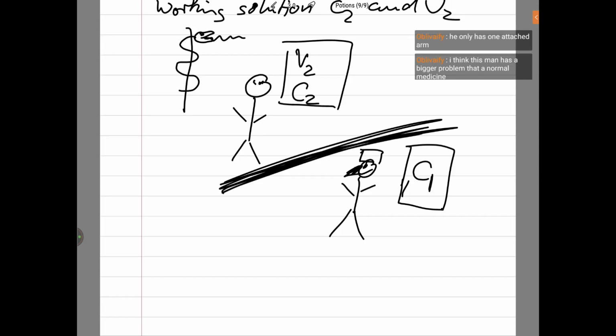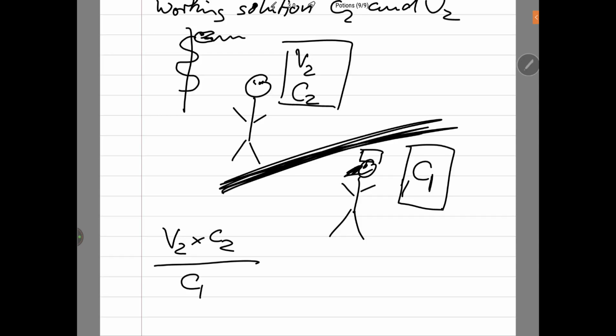So how does that help you? Well, look at what I just did. V2 times C2 divided by what the pharmacist has, C1. And that is the required volume of the stock solution. So V2 times C2 divided by C1 gives you the required volume. Simple as. And I'm pretty sure you all have seen a hot pharmacist.